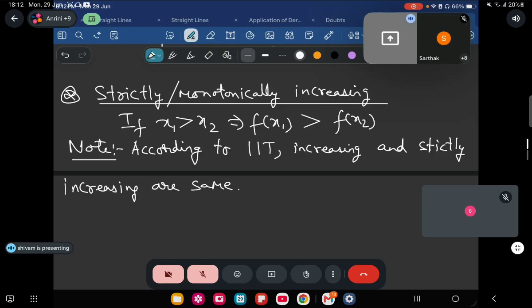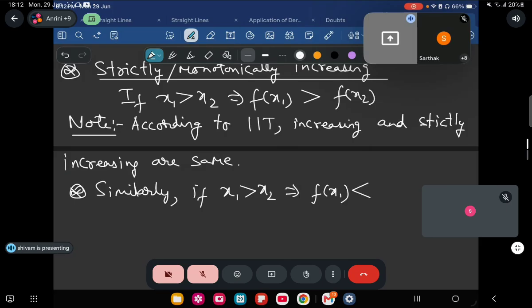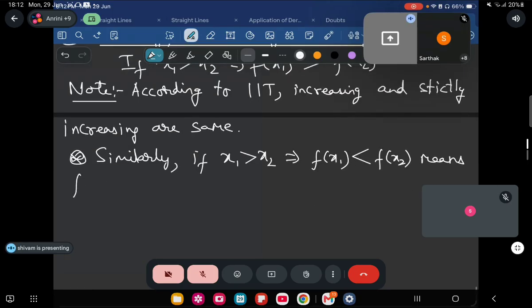Increasing means you have to write greater than or equal to. Strictly increasing means only greater than. Similarly, if x1 is greater than x2, implies f of x1 is less than f of x2, means f of x is decreasing. Okay, everyone. f of x is a decreasing function.